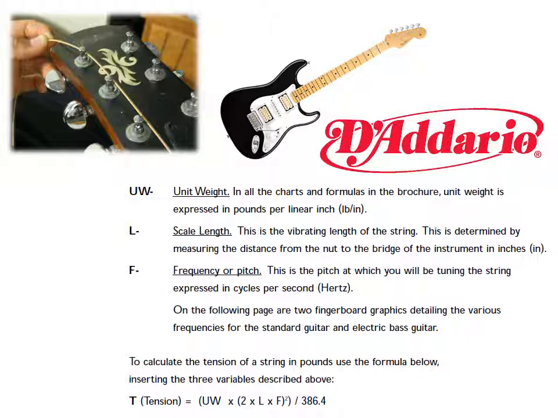To calculate string tension, we have to know a thing or two about the string and how it will be used. These things are called variables, and depending on their values, different tension forces will result. UW is called the unit weight of the string. It's how many pounds 1 inch of string weighs, so we would expect this to be a pretty small number. The scale length is the vibrating length of the string. For a typical guitar, this is about 25 inches. Pitch is the note that the string will sound when it's properly tuned. And finally, the formula for string tension is given here. It's dependent upon the independent variables we just learned about.